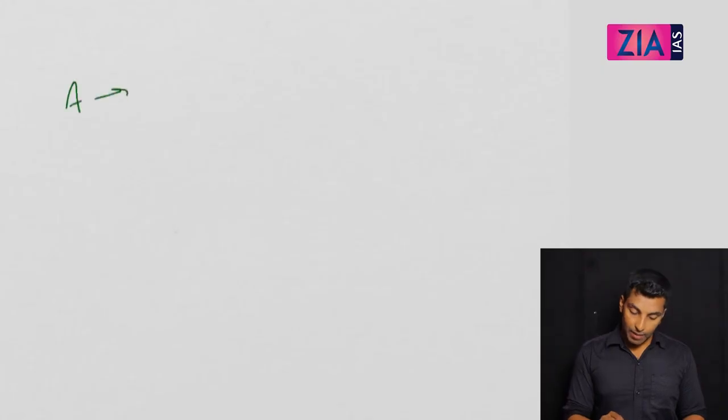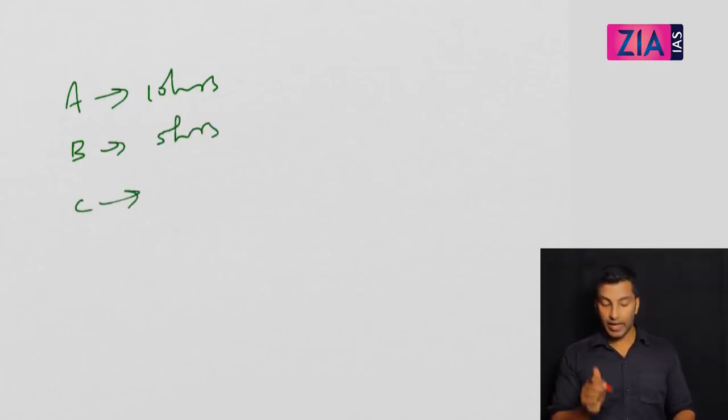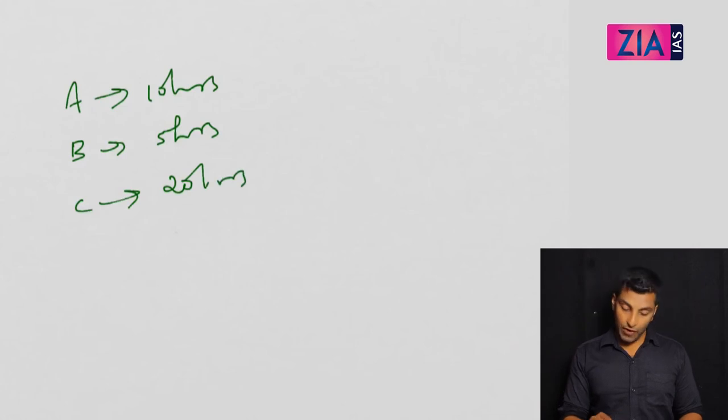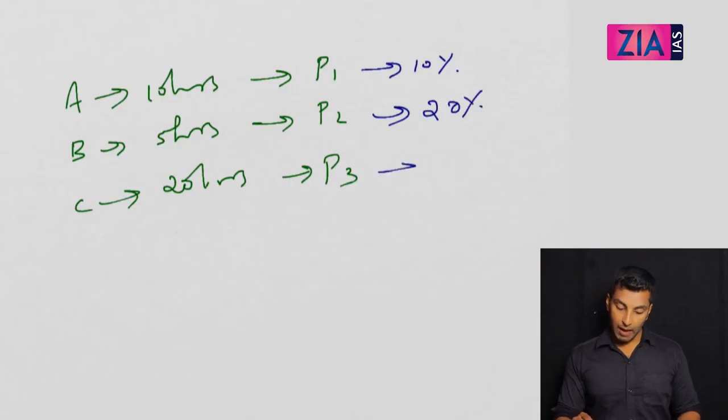See, A will complete a work in 10 hours or 10 days. B will complete in 5 hours, and C will demolish in 20 hours. If I put it as a pipes and system, P1 will fill the tank in 10 hours, P2 in 5 hours, P3 will empty in 20 hours. So in 1 hour, 10% by P1 or A, by P2 or B 20%, and P3 will empty 5%.